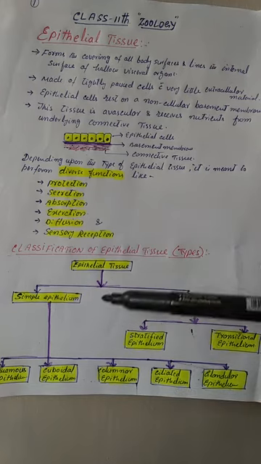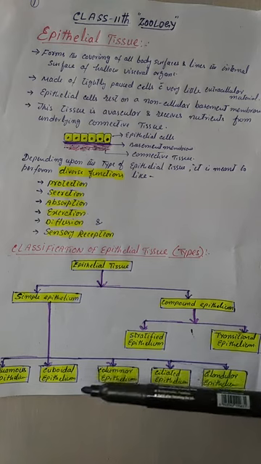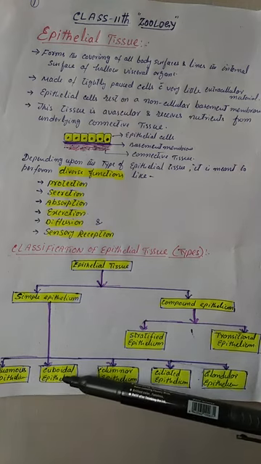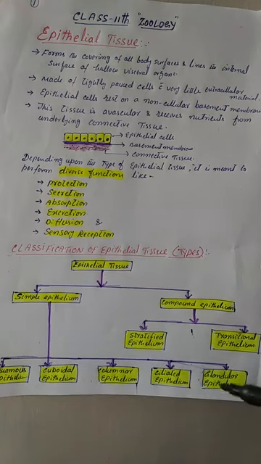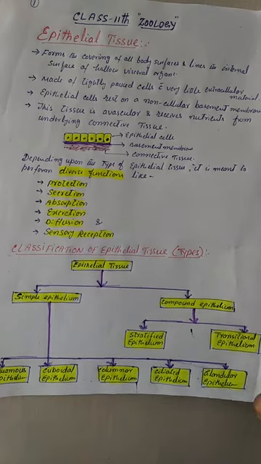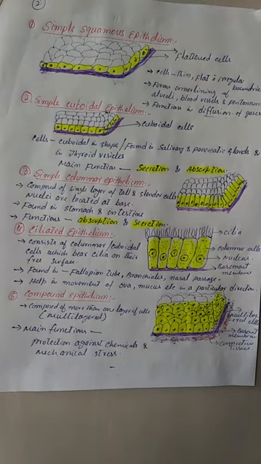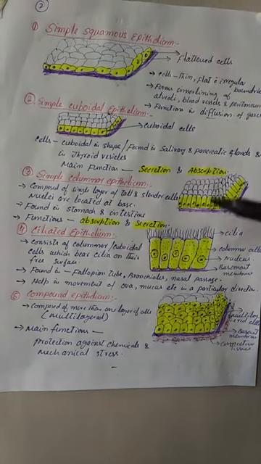Now this simple epithelium is further classified into different types, as you can see: squamous epithelium, cuboidal epithelium, columnar epithelium, ciliated epithelium and glandular epithelium. Now we will study these types of simple epithelium one by one. As you can see in this slide, first the simple squamous epithelium.